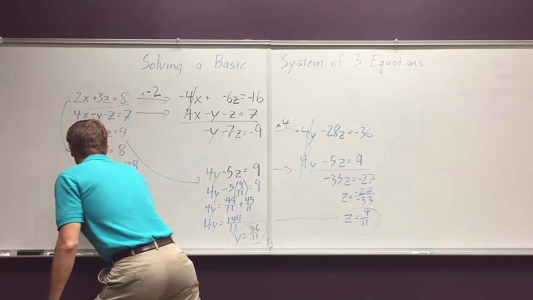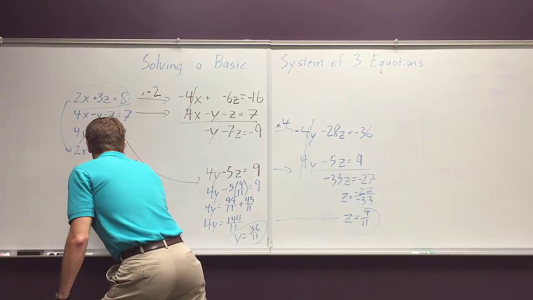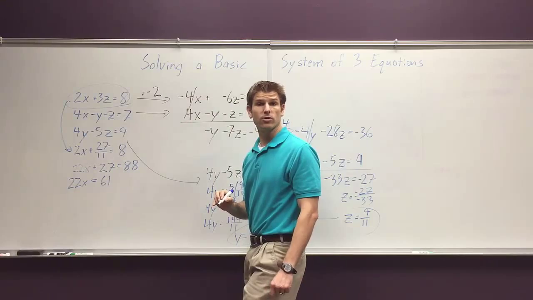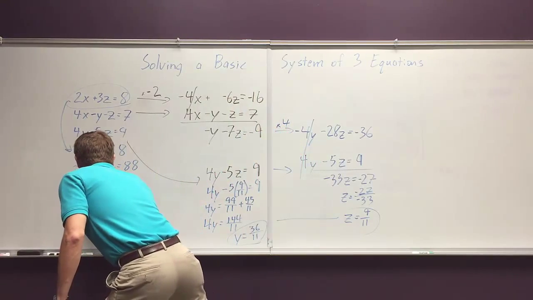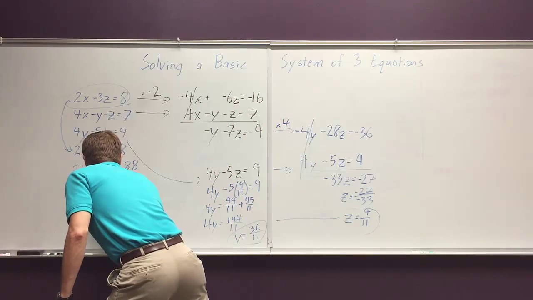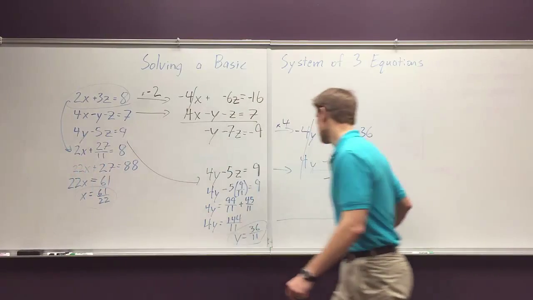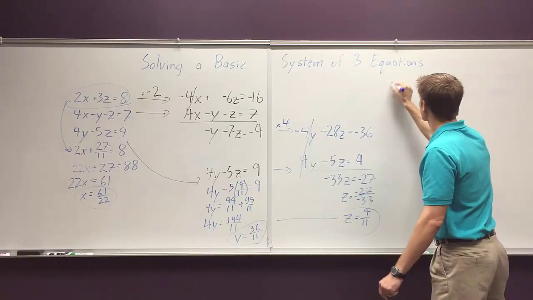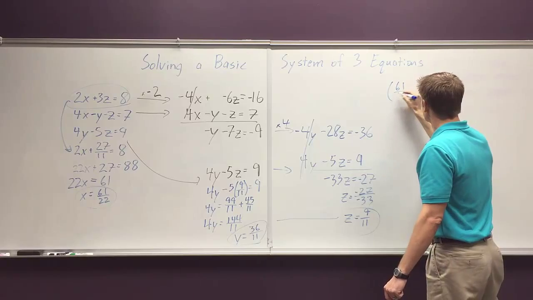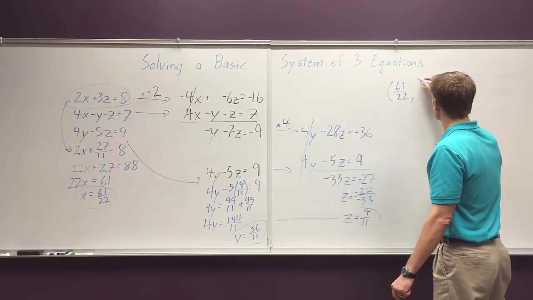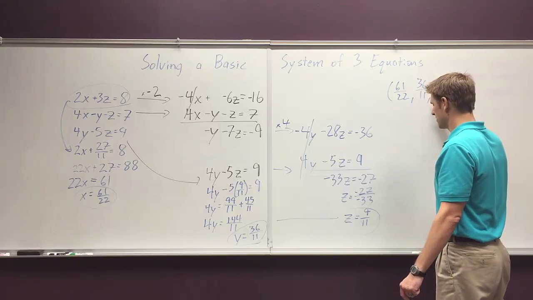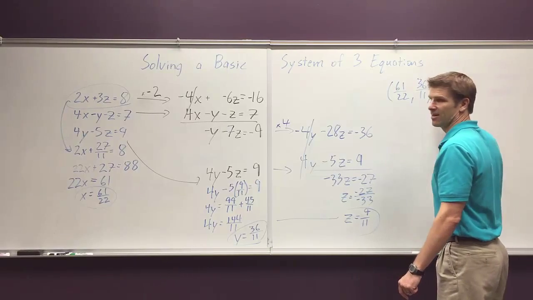So now I'm gathering like terms. So I get 22x equals 61. X equals 61 over 22. Those are my x, y, and z, or I could write them as an ordered triple: 61/22, 36/11, 9/11.